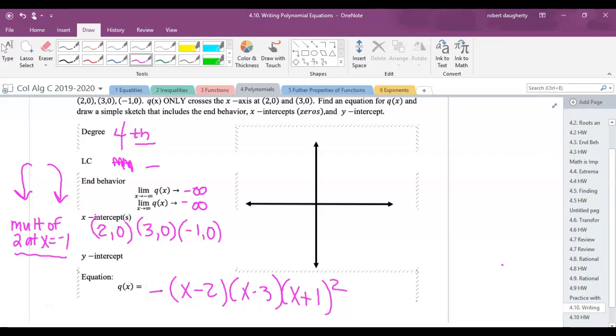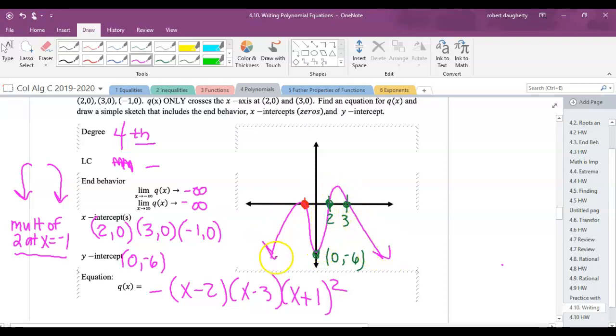What would the y-intercept be? Yeah, it's going to be (0, negative 6). So it's going to cross at 2 and 3. So it crosses here and here. There's (0, negative 6). It does not cross at negative 1. Okay. So is it possible to start down here? I could bounce, cross, cross, and then end up in the bottom? Yes. So it has to do something like this. Okay.